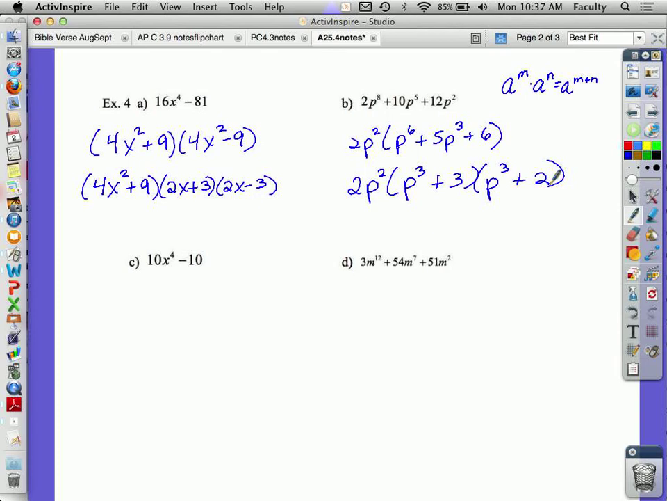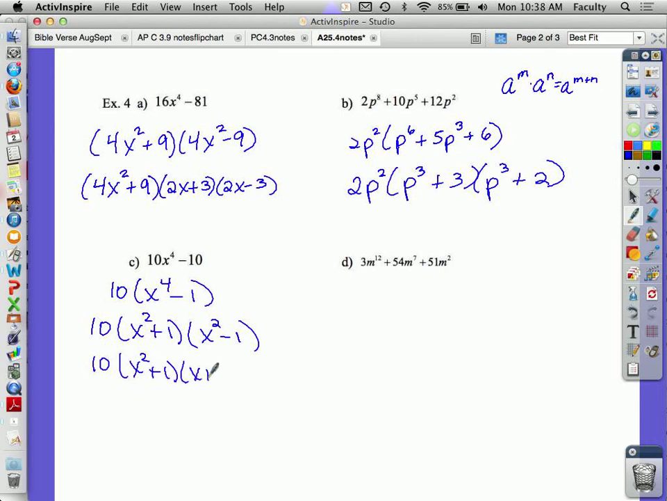Okay, let's look at letter C. I have a GCF of 10, and I get x to the fourth minus 1. Now that's a difference of two perfect squares, x squared plus 1, x squared minus 1. You have got to remember that the sum of two squares will not factor, but my difference of two squares does factor into x plus 1, x minus 1. Okay? So notice the level of difficulty has increased in this chapter.